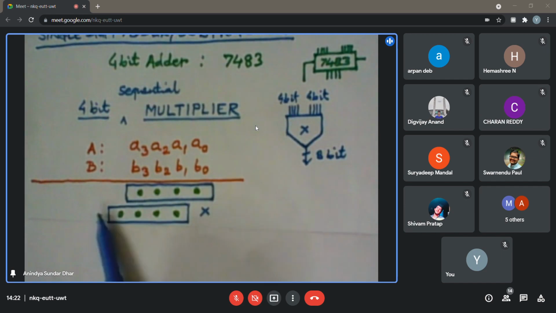Now, after storing that, that will become 5-bit, or can it become 6-bit after generating a carry? Is it possible that after adding these two partial products, it will become 6-bit, or it will remain in 5-bit? It can become 6 bits. It can become 6-bit, right? Or 5-bit? Sure.